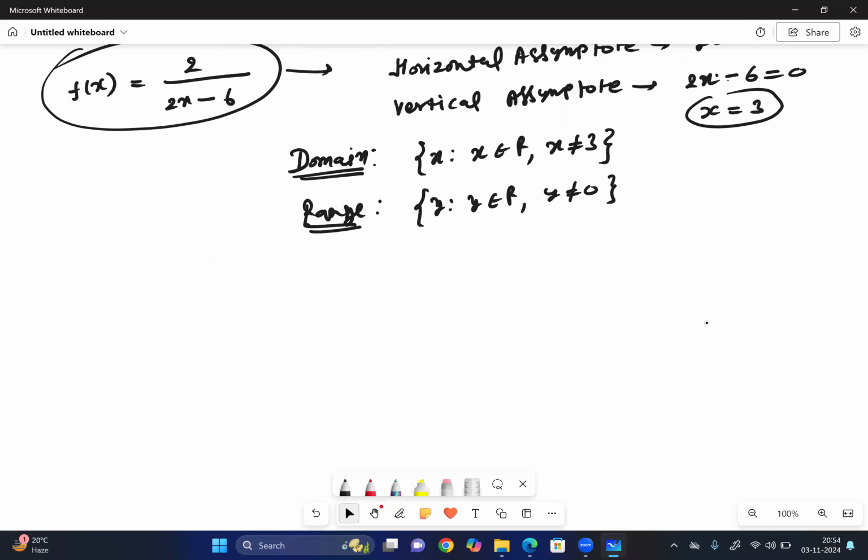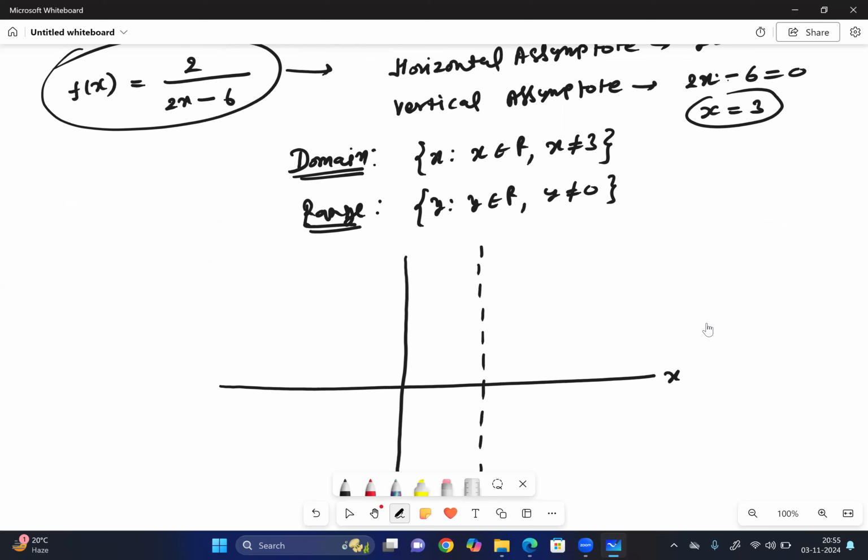Okay, now let's draw this function. For drawing, first of all, I'm drawing the x-axis and y-axis, and then I'm drawing the asymptotes. The x-axis is the asymptote for horizontal, and for vertical, x is equal to 3. So x is equal to 3, I'm just making a line. That's at 3.